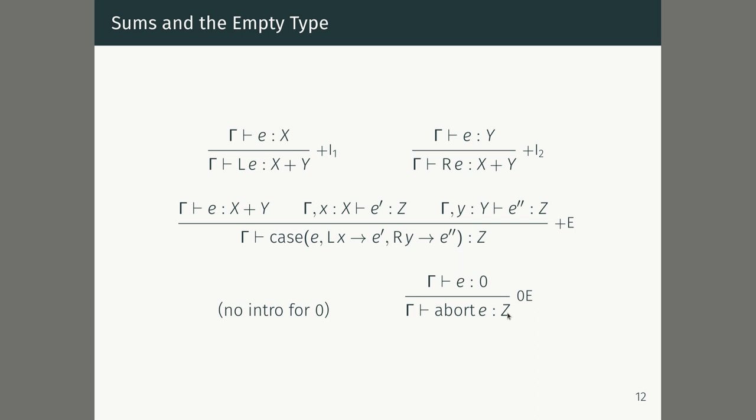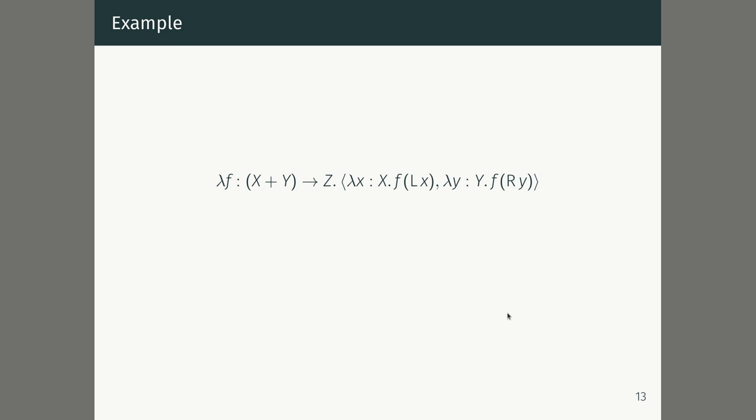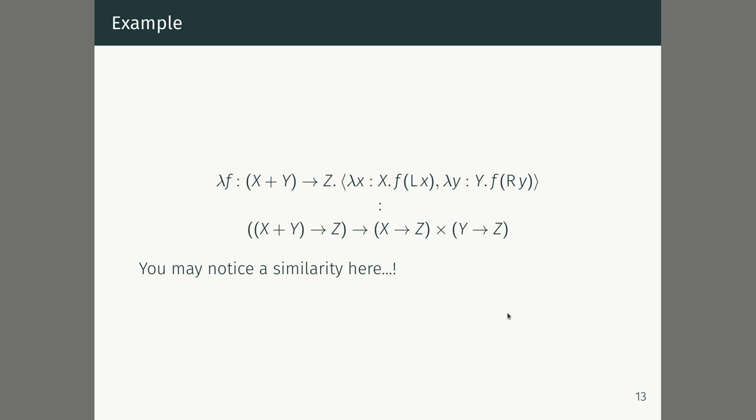Okay, and so this whole thing has been deliberately set up to look a lot like what you've just seen before. And so here, let's keep pushing this a little bit. Here is a function. And it takes a function as an argument of type X plus Y to Z, and then it builds a pair of functions. And it's going to have the type (X plus Y to Z) to (X to Z) times (Y to Z).